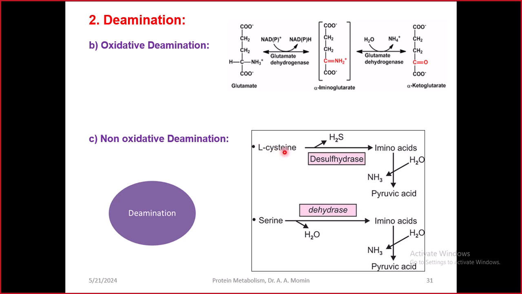For example, L-cysteine, because cysteine is a sulfur containing amino acid. First, the sulfur group is liberated as hydrogen sulfide by the action of the enzyme desulfhydrase. So the sulfur group is liberated as hydrogen sulfide and it is converted to the amino form, similar to the imino form of glutamate. From this, again by hydrolysis, the ammonia is liberated and the remaining carbon skeleton becomes pyruvate. Like glutamate liberates ammonia and itself gets converted to alpha ketoglutarate, cysteine liberates ammonia and the remaining structure forms pyruvic acid.